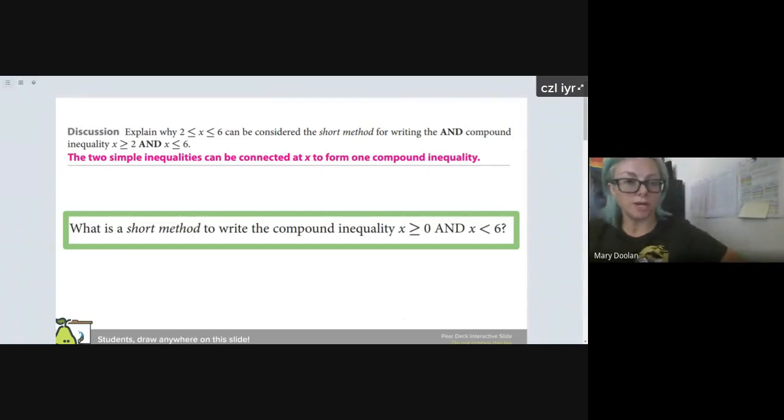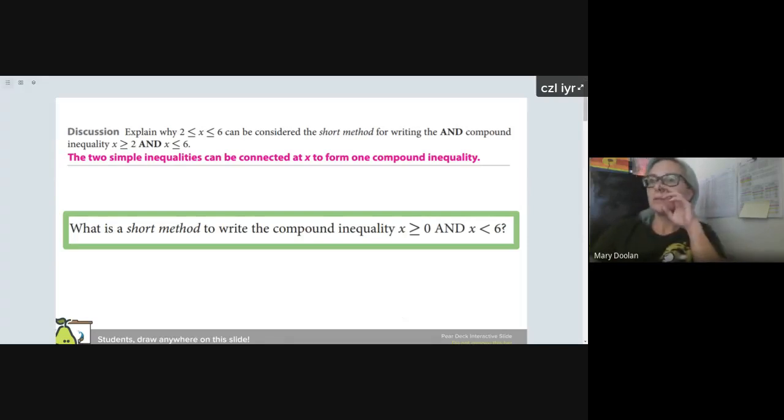So everyone should be on the Pear Deck tab, and you're using the drawing tools or the text tools to write an inequality. There's an example done for you above. So the example of x is greater than or equal to 2 and x is less than or equal to 6: you put the x in the middle, and then you include the symbols that are given in the order that makes sense with the two numbers that are given. So you're going to do the same thing with what's in the green box.